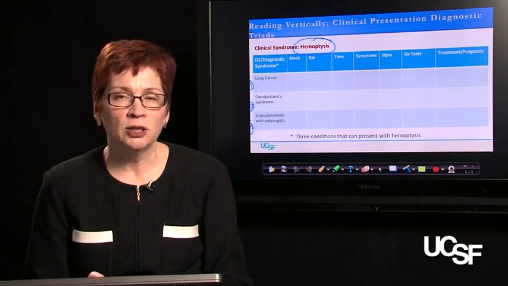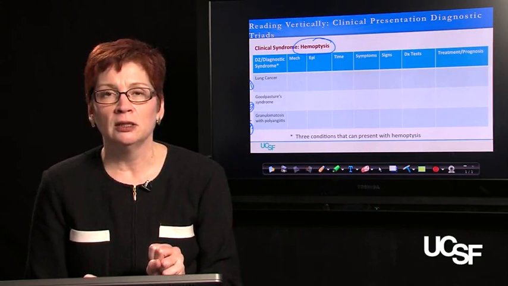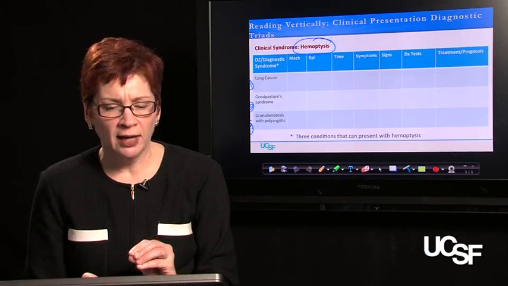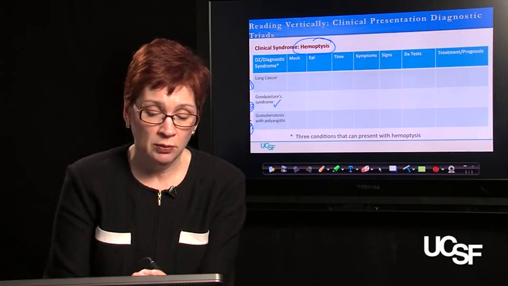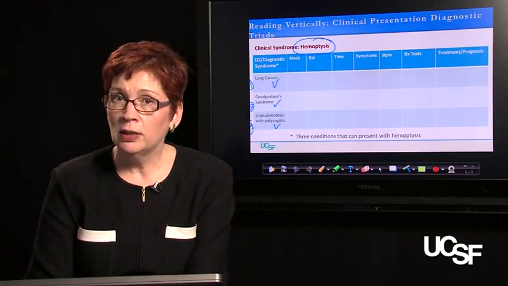And our goal is to create that framework for the illness script and build those illness scripts with the most important facts. Facts in this set of diseases that allow us to distinguish between Goodpasture syndrome, granulomatosis with polyangiitis, and lung cancer. Now, recall what I said earlier about horizontal reading assignments.